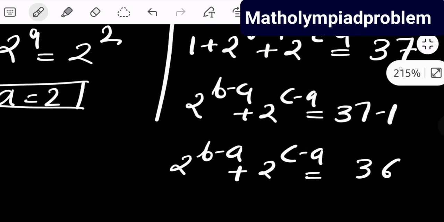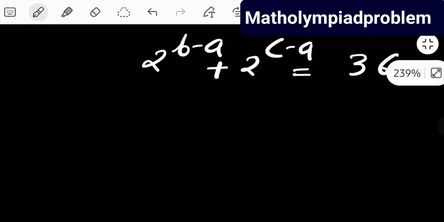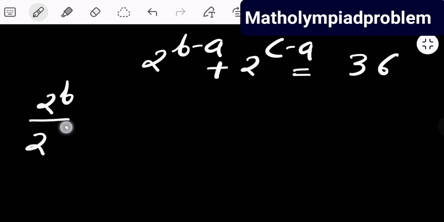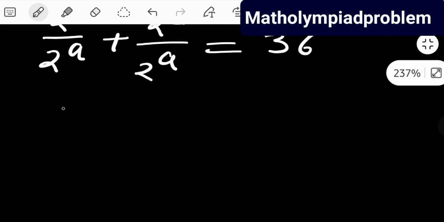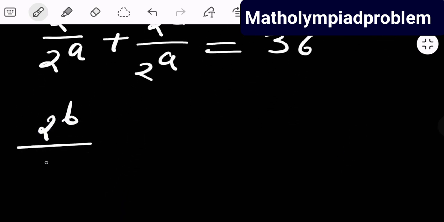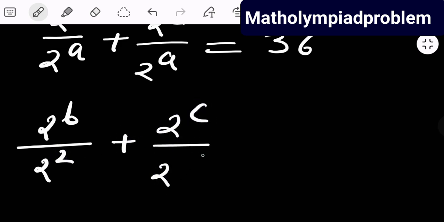I transfer this one to that side, or you make a balance by subtracting 1 from both sides. By subtraction you can also get this value. Now 2 raised to b, you can write it again as 2 raised to a plus 2 raised to c. You can always write it again as 2 raised to a upon is equal to 36. As we know the value for a is 2. So 2 raised to b upon 2, the value for a is 2, 2 raised to c and 2 square.